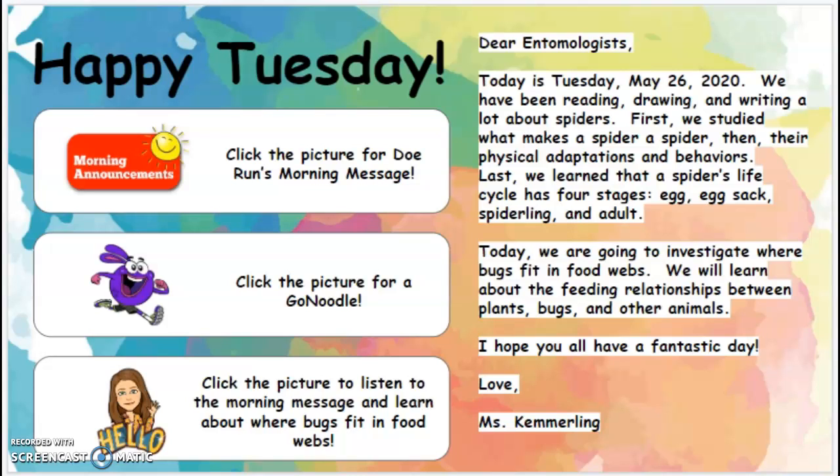Dear entomologists, today is Tuesday, May 26th, 2020. We have been reading, drawing, and writing a lot about spiders. First, we studied what makes a spider, then their physical adaptations and behaviors. Last, we learned that a spider's life cycle has 4 stages: egg, egg sac, spiderling, and adult.